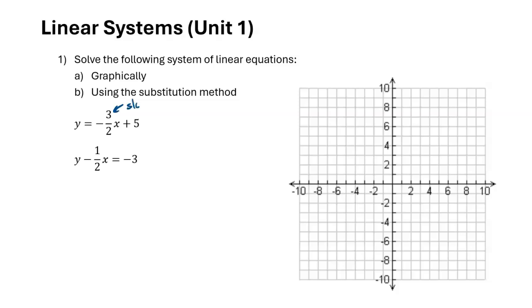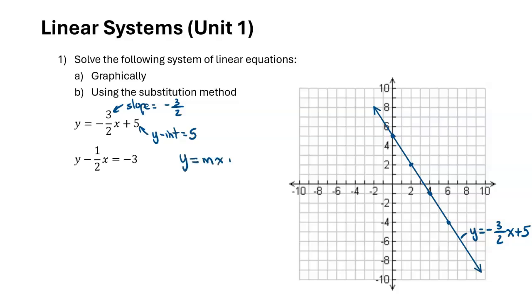And you'll notice that the first is in the form y equals mx plus b, where that slope, m, is -3/2. The y-intercept is 5. To graph that, we start with the y-intercept, so we go to 0, 5, and then we go down 3 and to the right 2, down because it's -3.